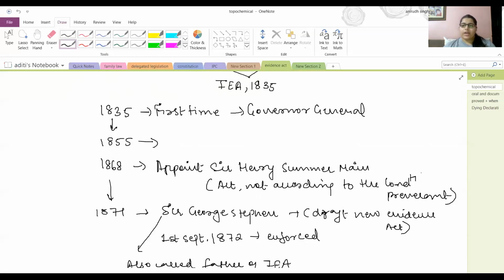So that Act did not fit perfectly into the conditions prevalent in India. That is why, again in 1871, an attempt was made by Sir George Stephen. He made a draft of the Indian Evidence Act, and finally his draft was the one that was finalized. It was approved because it fitted perfectly within the conditions of India. After that, it got the Governor General's assent on 15th March 1872, and it came into force on 1st September 1872. Sir George Stephen is also called the father of the Indian Evidence Act.